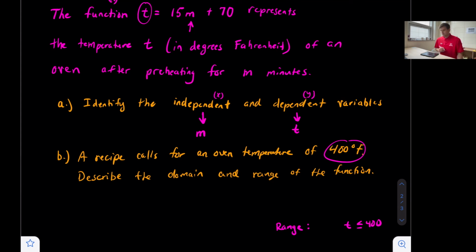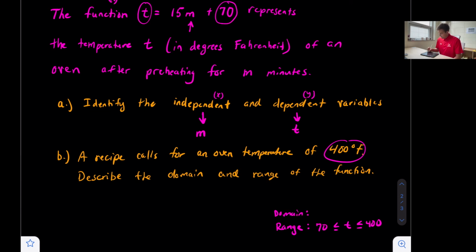So now where do we start? Well, that's our y-intercept of our equation over here, our initial value of 70 degrees. So before we turn the oven on, it's already 70 degrees. That's probably room temperature for most homes. So there's our range.